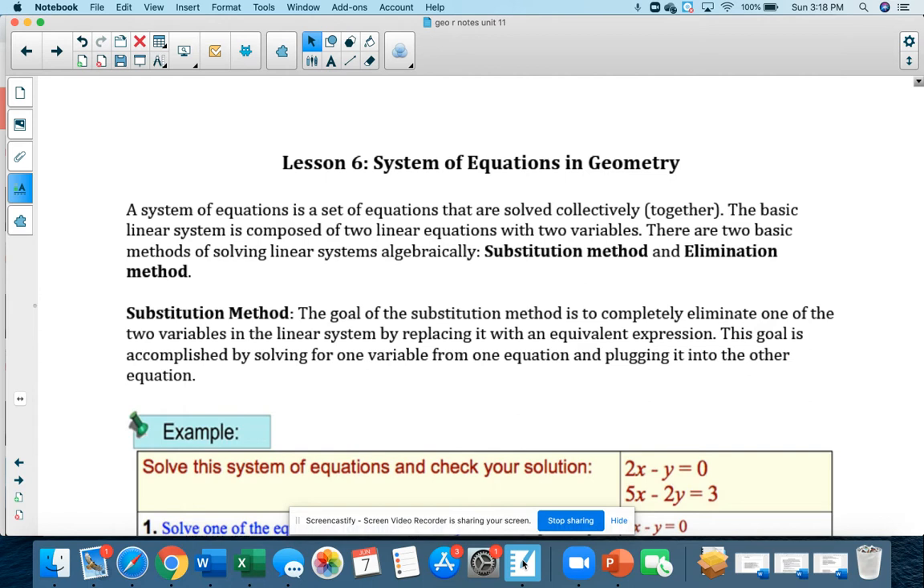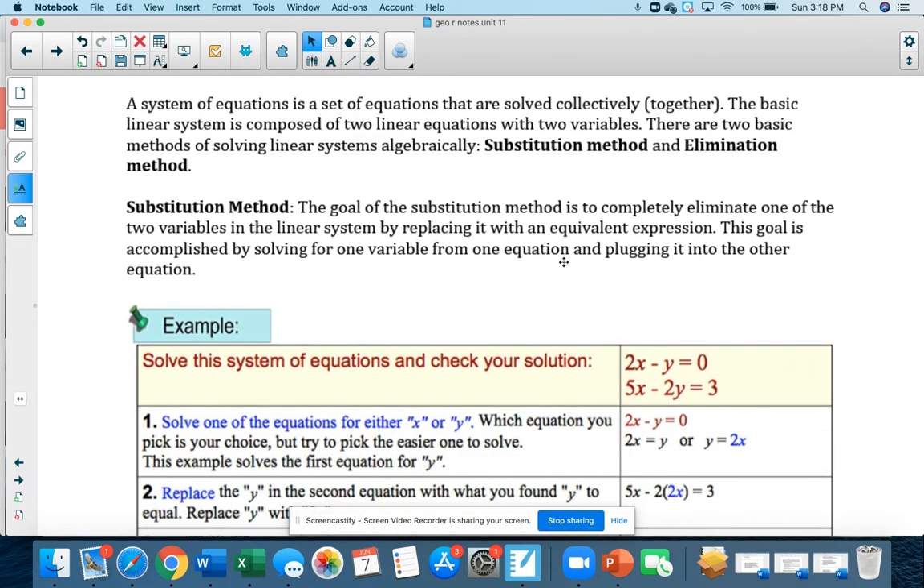And next year you're going to do the same thing, but you're actually going to have 3 equations and 3 variables. When you did it last year, you just had 2 equations and 2 variables. So a system of equations is a set of equations that are solved collectively together. So you're basically solving them at the same time. The basic linear system is composed of 2 linear equations with 2 variables. There are 2 basic methods of solving linear systems algebraically, substitution and elimination.